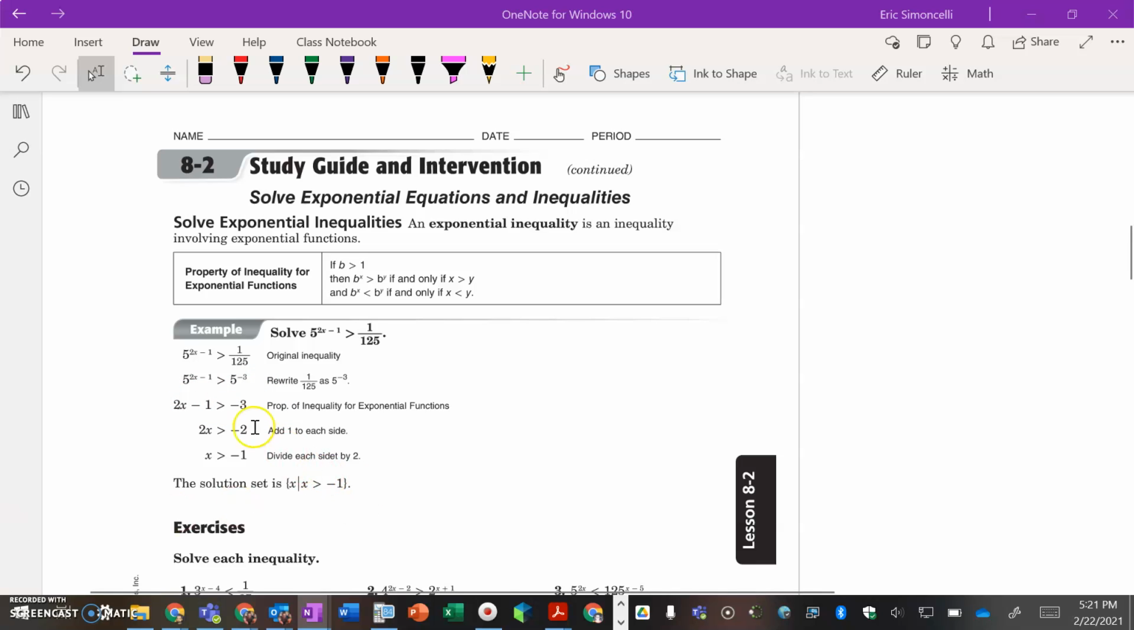And from there you can take the exponents and simply set them, at 2x minus 1 greater than negative 3. To solve this, it's as easy as adding 1 to get negative 2, dividing by 2 to get negative 1, and therefore x is greater than negative 1. So the solution set is x such that x is greater than negative 1.